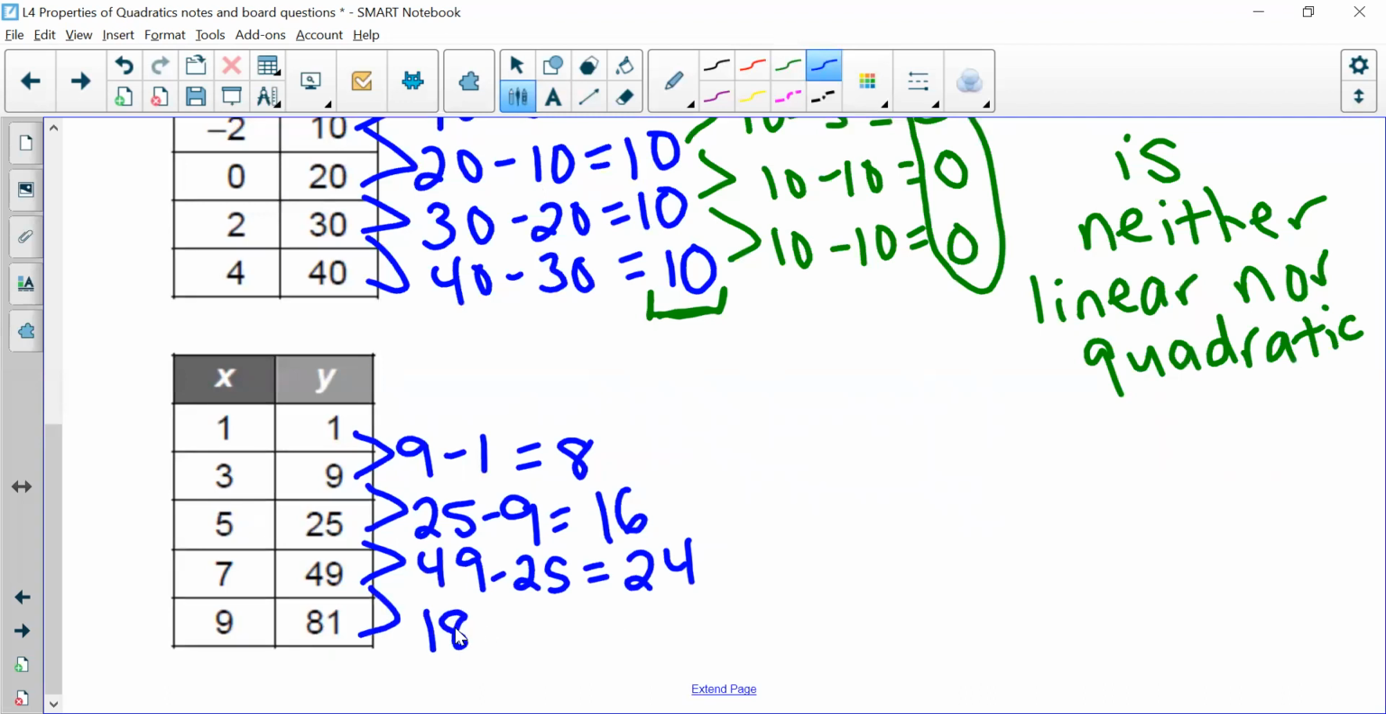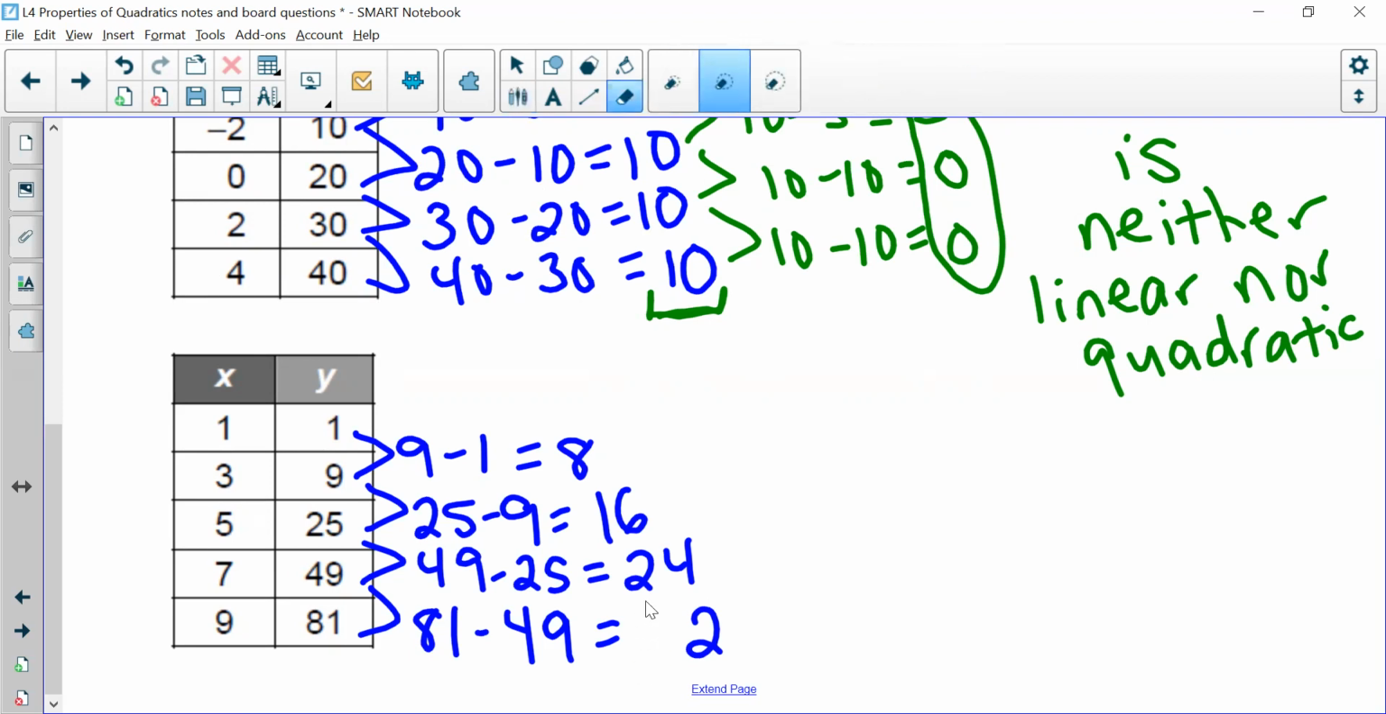And 81 minus 49, oh my goodness. I'm already struggling just to write it. Is it 22? Yes? Anyone want to confirm that? That felt painful. Is that right, guys? No. It's 32. Oops, I definitely want that blue. Sorry about that.